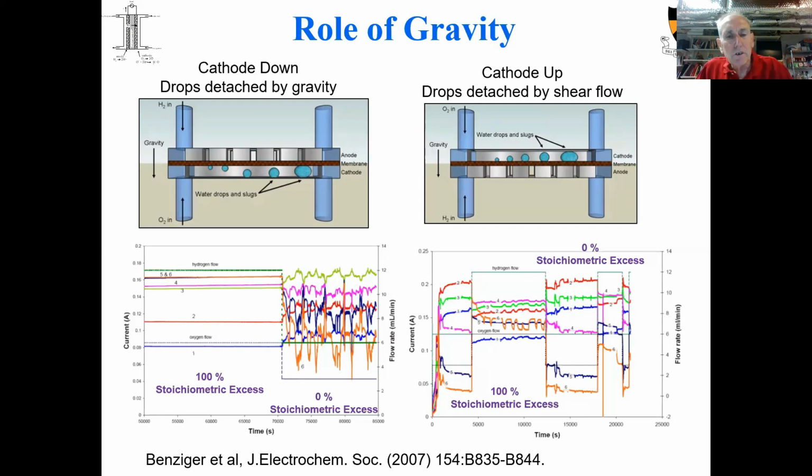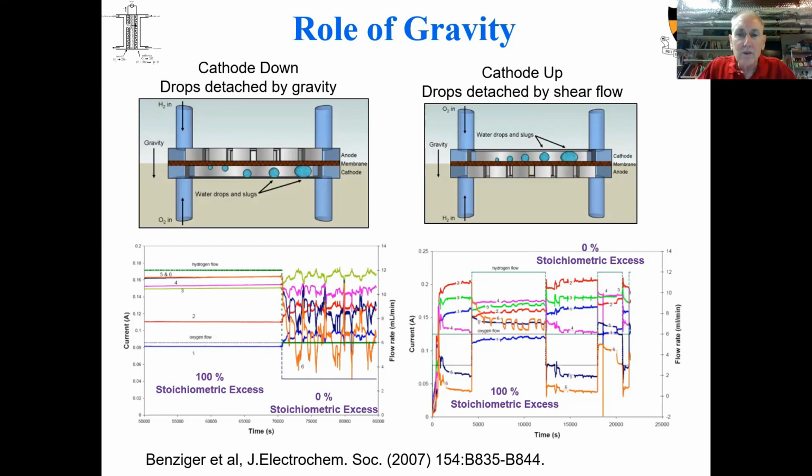If we reduced the stoichiometry so there was no excess, then after we used up the fuel to make water, there was no gas to push the water out. And we started to get large fluctuations in the current. If we put the cathode facing up, we saw that there were not as large fluctuations, but you saw a significantly large difference in the currents that you could get whether you were at excess or no excess.